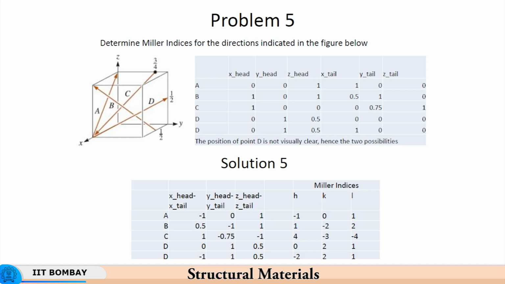2 1, and another possibility, if the D is from a different origin, so for D the tail can be either 0 0 0 from the origin or from 1 0 0. So, depending on that you get the Miller indices as bar 2 2 1 or 0 2 1, right. So, that is a slight difference it makes to the Miller indices if it were visually clear.